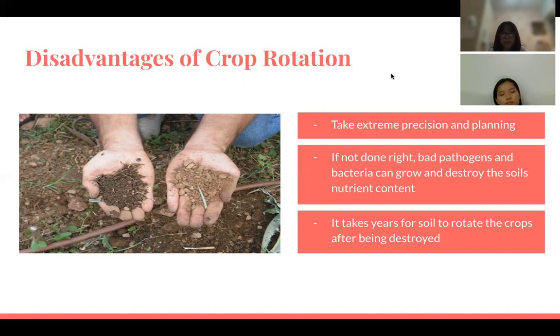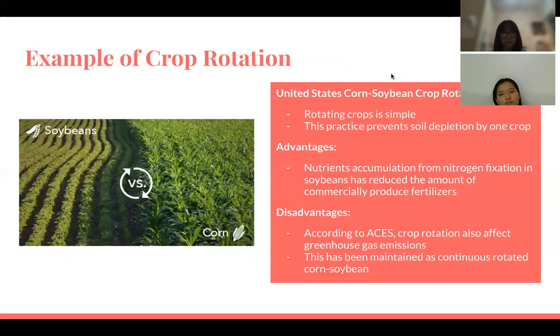In the photo, you can tell that the soil on the left is really good and rich in nutrients, and the soil on the right-hand side is not so rich. That's what happens if you do crop rotation but you're not precise in planning it. Things just go bad, for example, pathogens start to grow and start to dry out the soil.